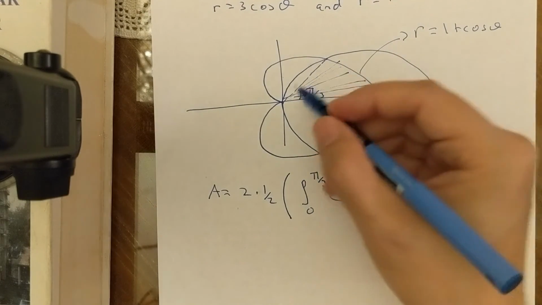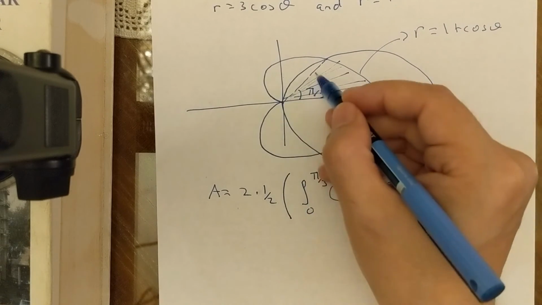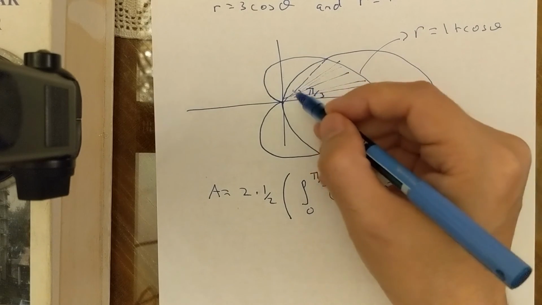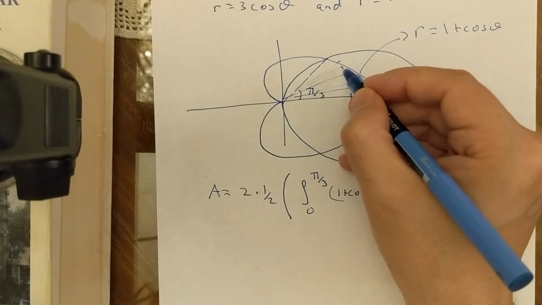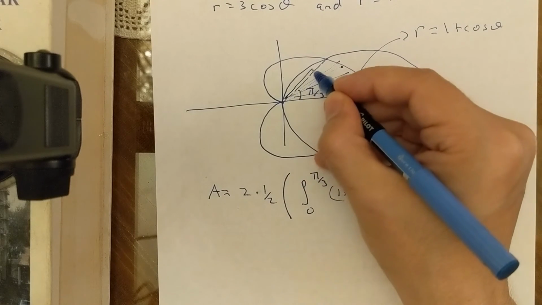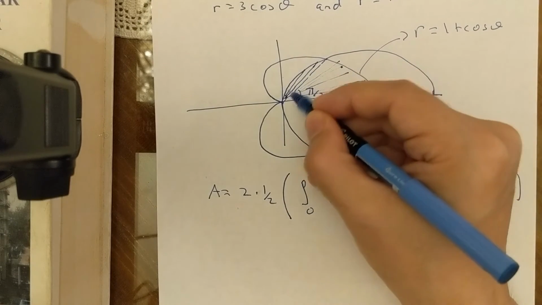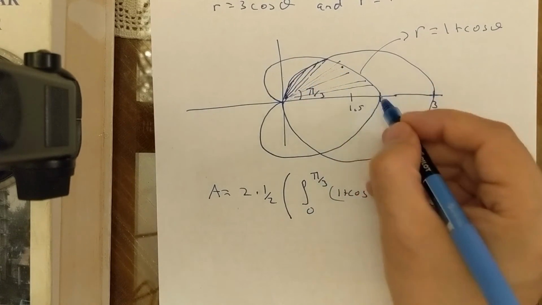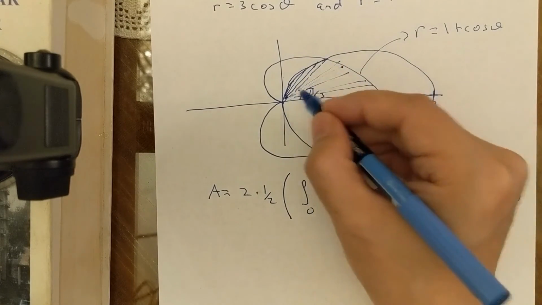From pi over 3 all the way to pi over 2, okay, to 90 degrees, basically from 60 degrees to 90 degrees, they switch curves. Instead of touching the cardioid, they now start touching the circle, right? If you draw these guys out, they are now on the circle, okay? Not on the cardioid. They were on the cardioid, they switched.